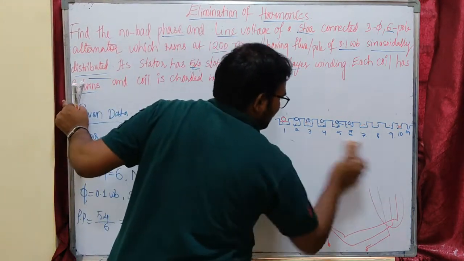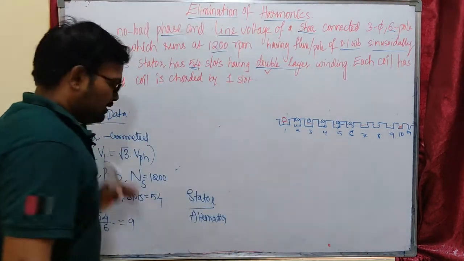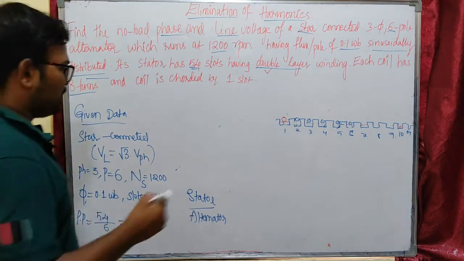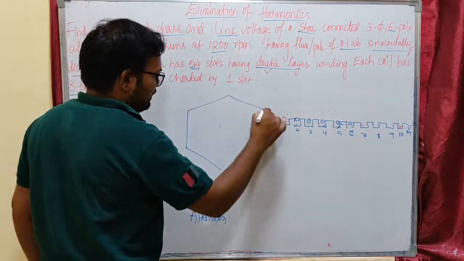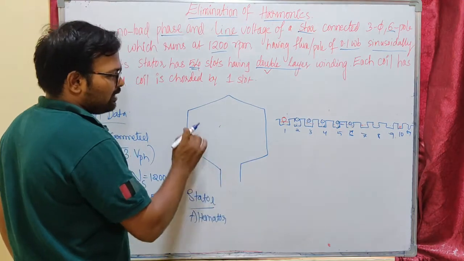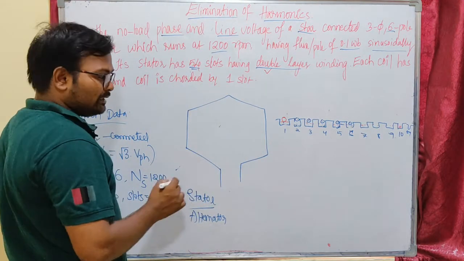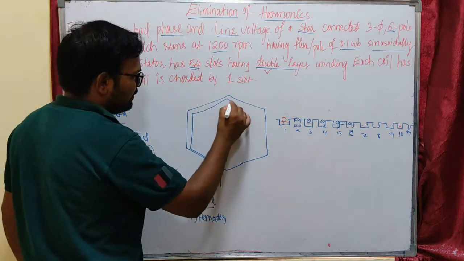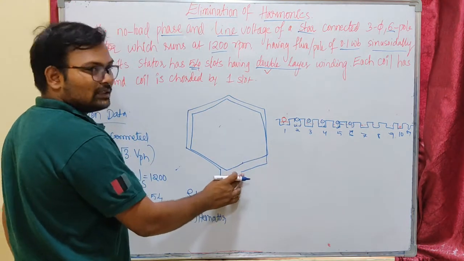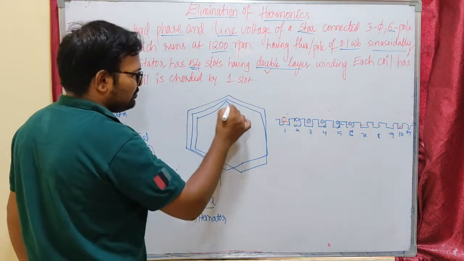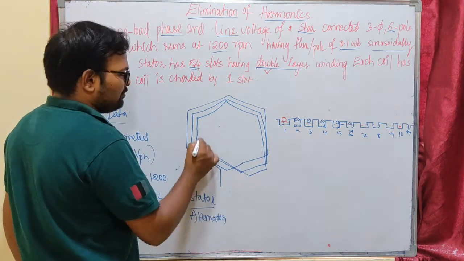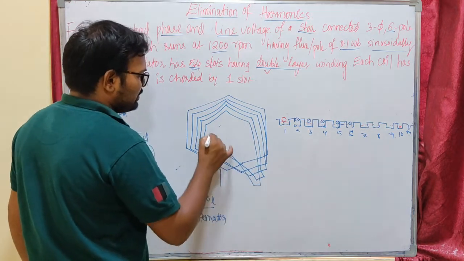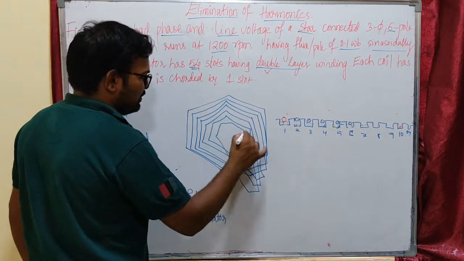Now let us see the problem. So this is about double layer winding. Each coil has 8 turns. That means one coil, this is my one coil, has 8 turns. This is one turn. One turn has two conductors. Here is the second turn, so my second turn is over. This will be the third turn, the fourth turn, the fifth turn, sixth turn, seventh turn, eighth turn.